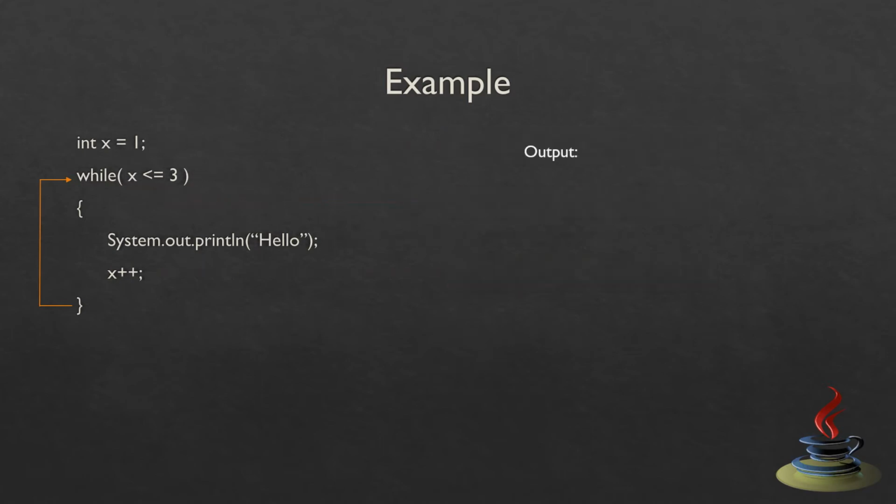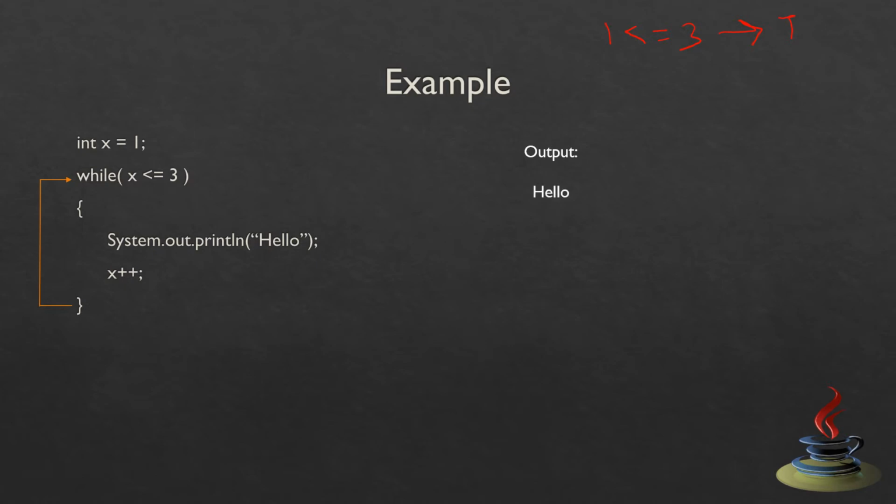All right, so let's check it out. When x value is 1, first it checks the condition, that is, 1 is less than or equal to 3 or not. So it becomes true. While it is true, then System.out.println hello. So hello will be displayed first.